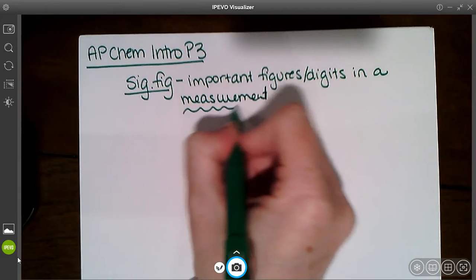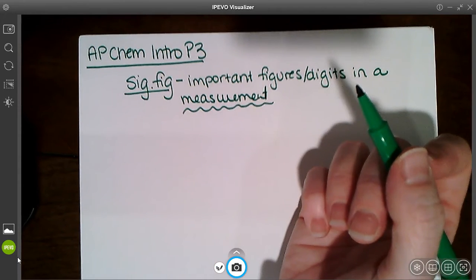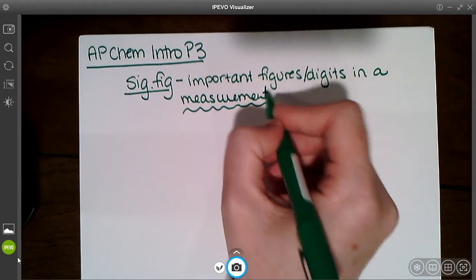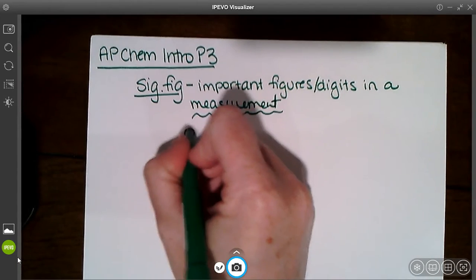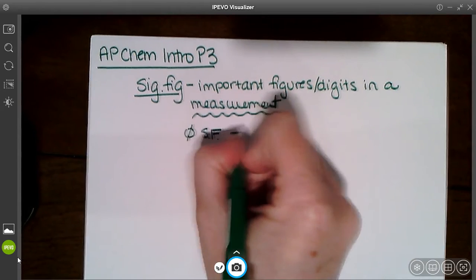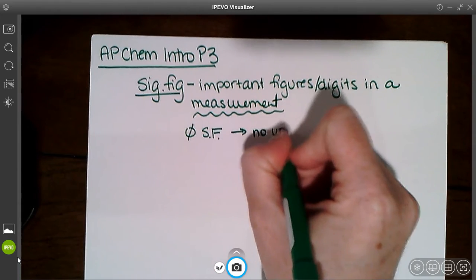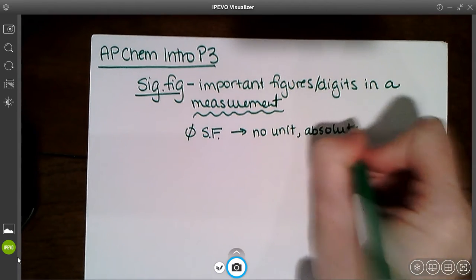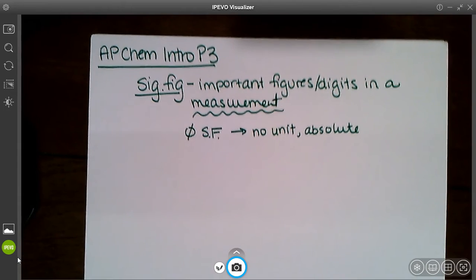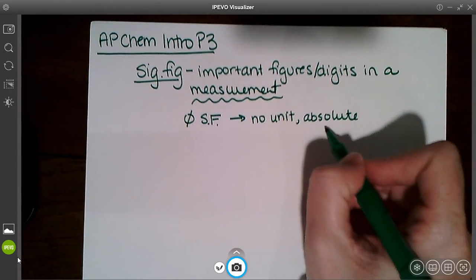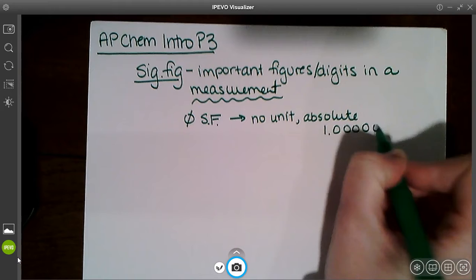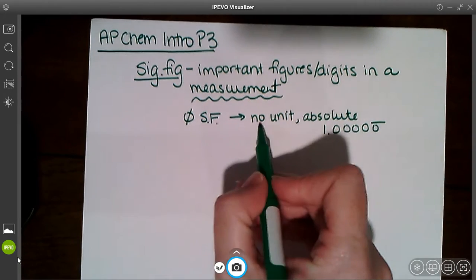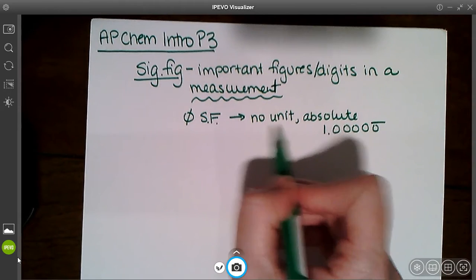It has to be a measurement, as in it has to have a unit at the end, like 34.5 meters. Just the number 34.5 has no sig figs in it because it's not a measurement. So things that are not sig figs: if there's no unit, or if it's an absolute. Like if I say I'm one person, then technically I'm 1,000,000 for infinity. I'm never going to be a fraction of a person. There's no estimation there. And for no unit, I haven't estimated anything because I'm not measuring.